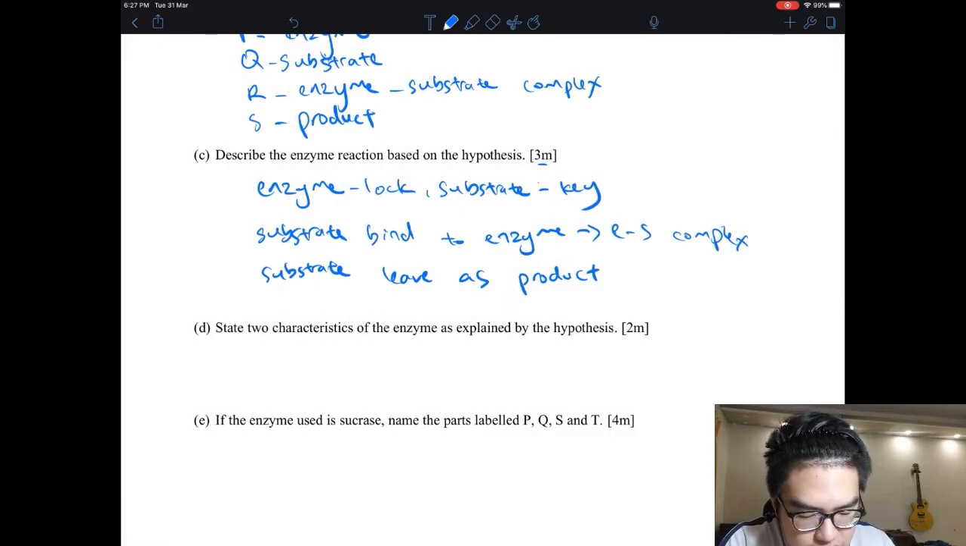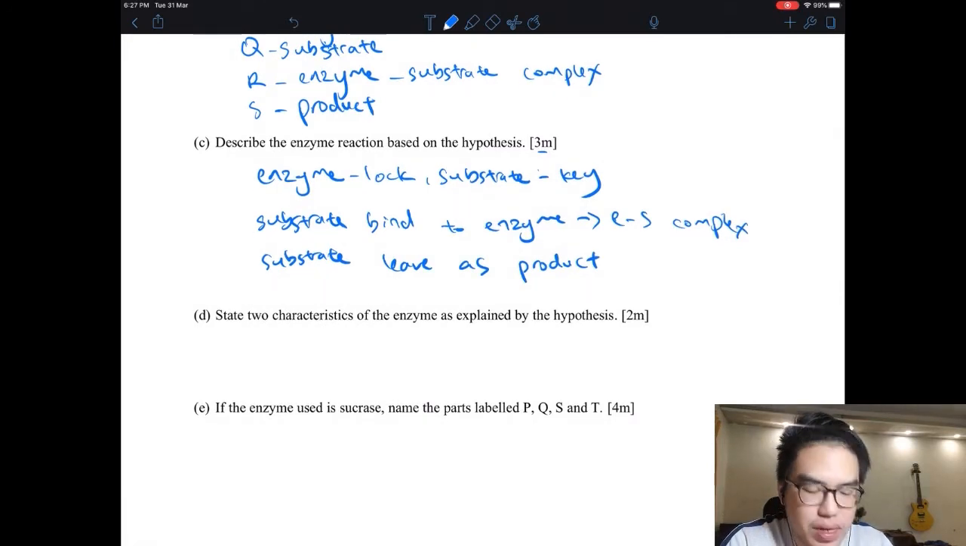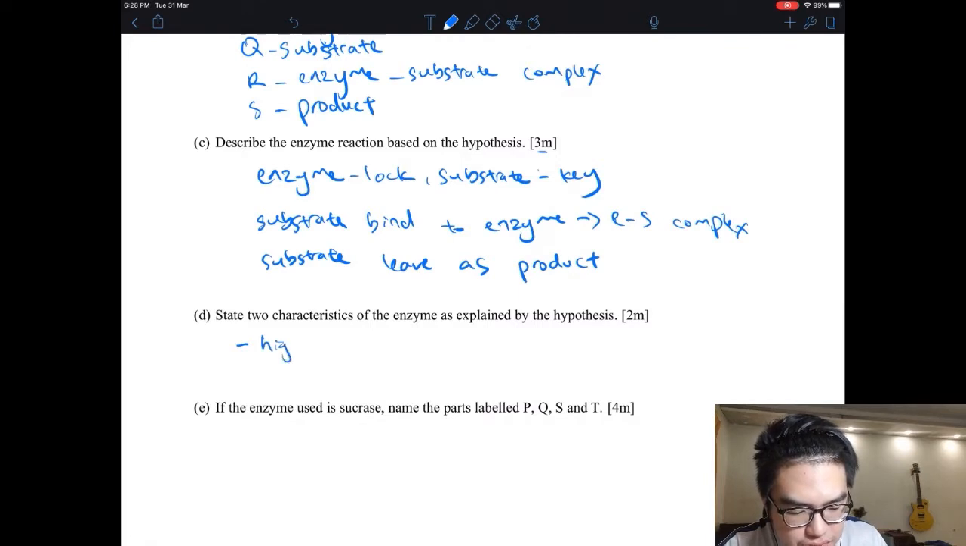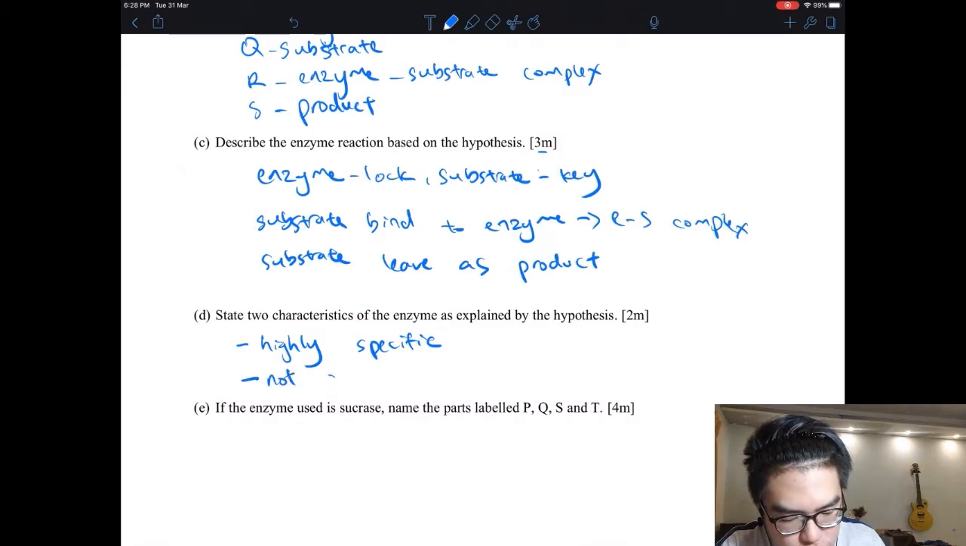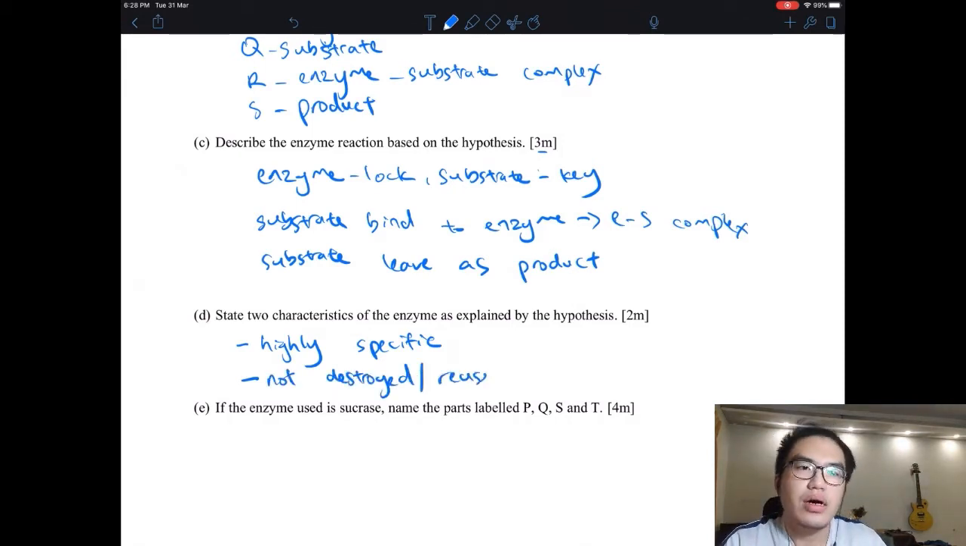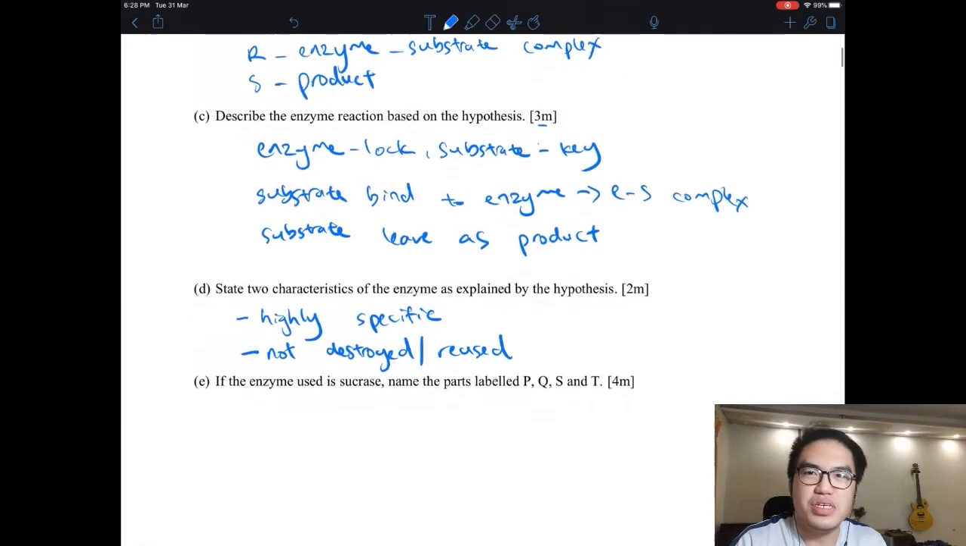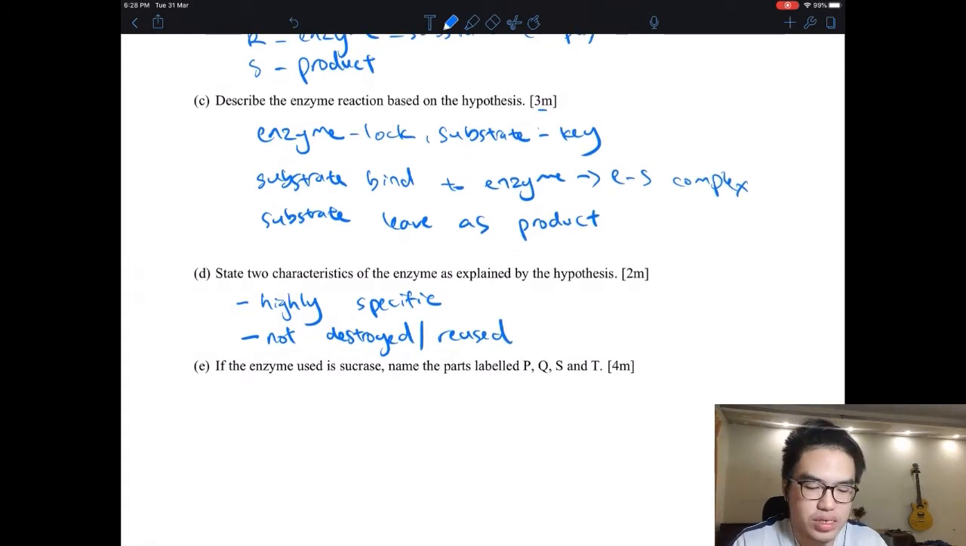D. State 2 characteristics of the enzyme as explained by the hypothesis. Do you still remember, we have a few, but the 2 most important ones. Number 1, they are highly specific. Like I said, there's only one key that can fit that lock. What else? They are not destroyed, or they can be reused. Only a small amount is needed to digest a lot of things.